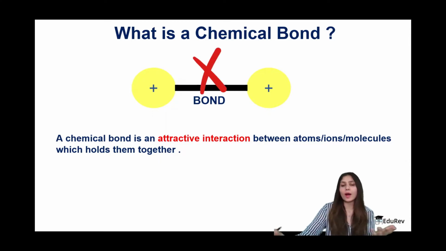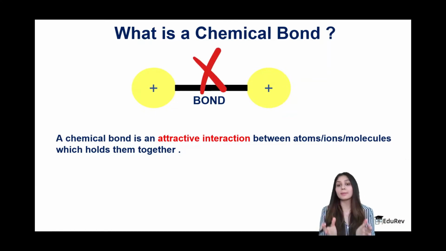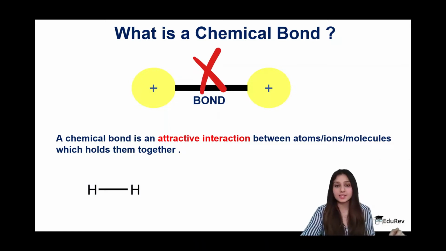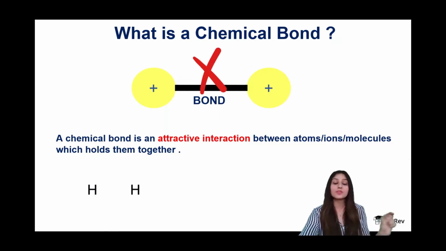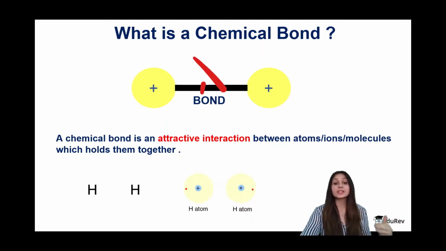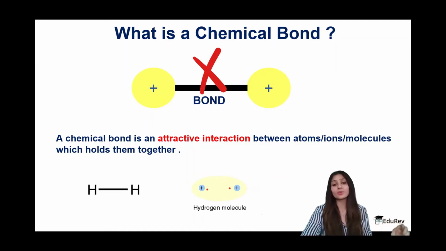We all know how atoms combine to form molecules, right? So how are these molecules held together? With the help of attractive interactions which are called chemical bonds, right? So we might represent a hydrogen molecule like this, where we just represent a small line in between the two hydrogen atoms, but this line actually is not a solid line. This line actually represents an interaction between the two hydrogen atoms, and that is what a chemical bond is.